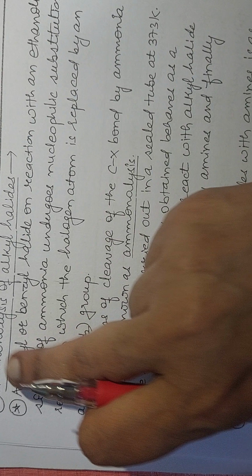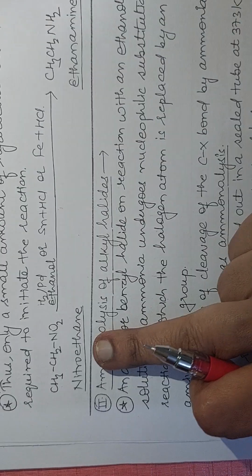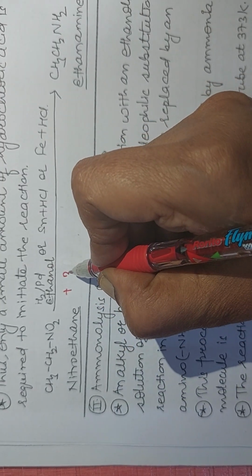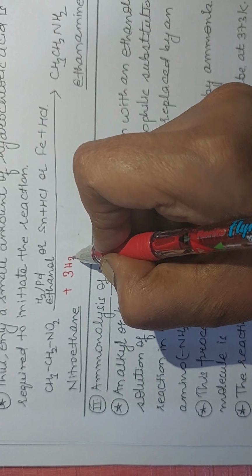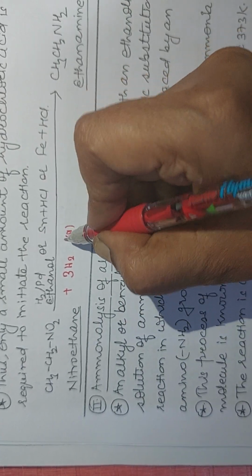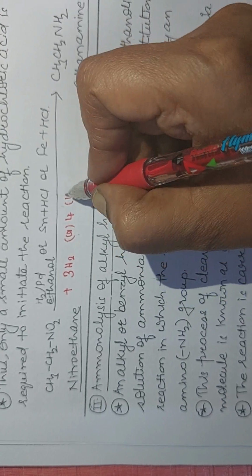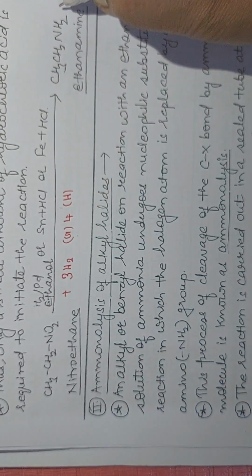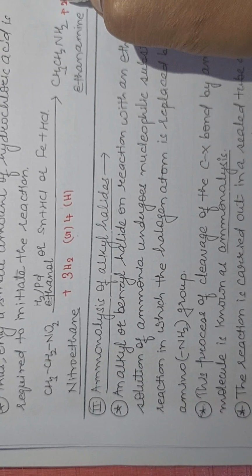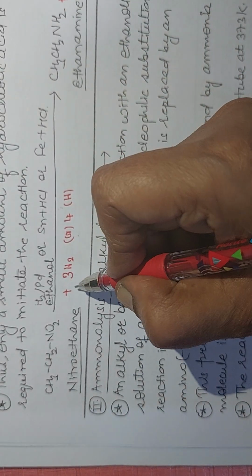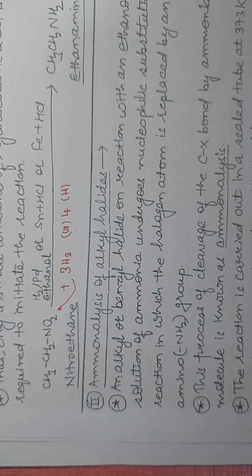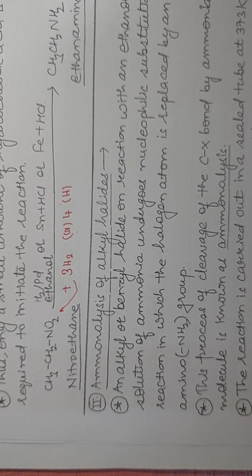And this is what we have studied about the reduction of aromatic nitro compounds. Aliphatic nitro compound, that is nitroethane, undergoes reduction either in the presence of 3 hydrogen and palladium or 4 nascent hydrogen supplied by tin and HCl or iron and HCl, forming 2 water and ethanamine. This is the third method of preparation of amines.